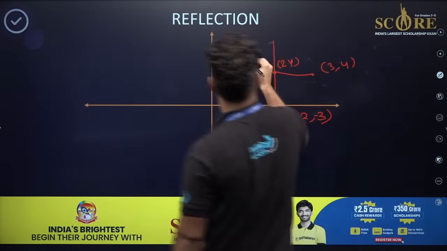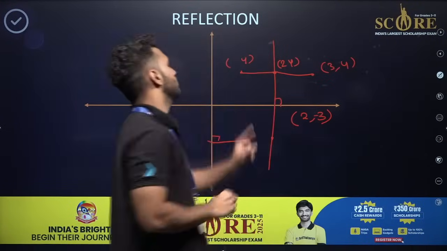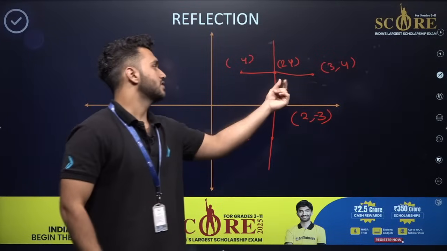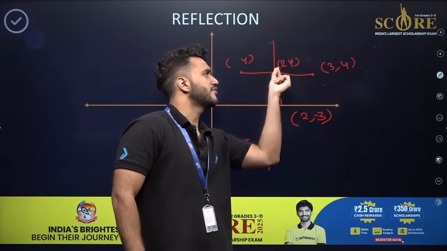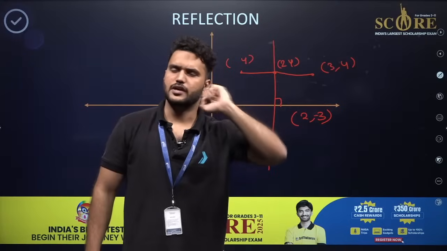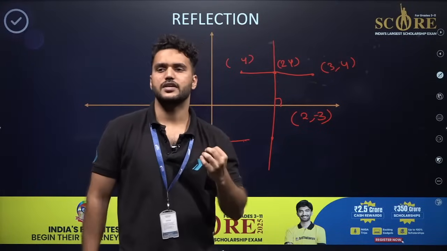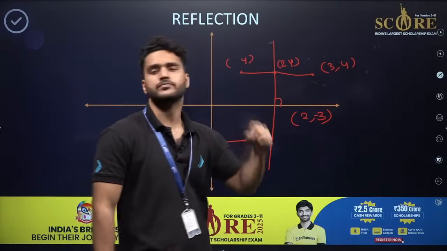Now you can easily find the value of this point. See, what is the distance? Sir, here we have 2, here we have 3. Here we have 2, here we have 3. Then the distance must be 1.